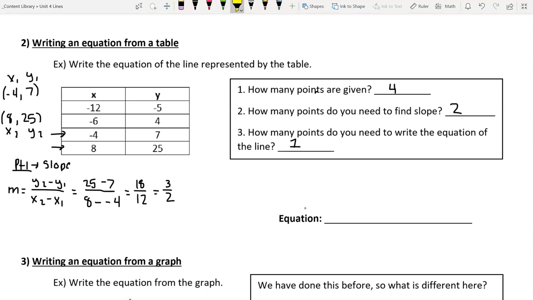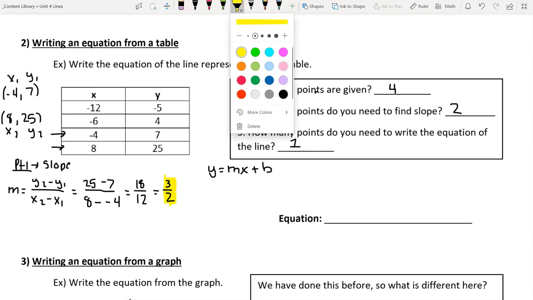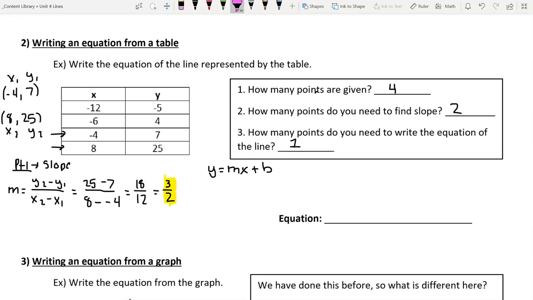Highlight, save for later. There's my slope. There's my m. Find my b, same process as before. We're plugging things in. mx plus b. You just got to pick a point. So my point comes from the table. It doesn't matter what point you pick. I'm going to pick my positive numbers, so I'm picking (8, 25).